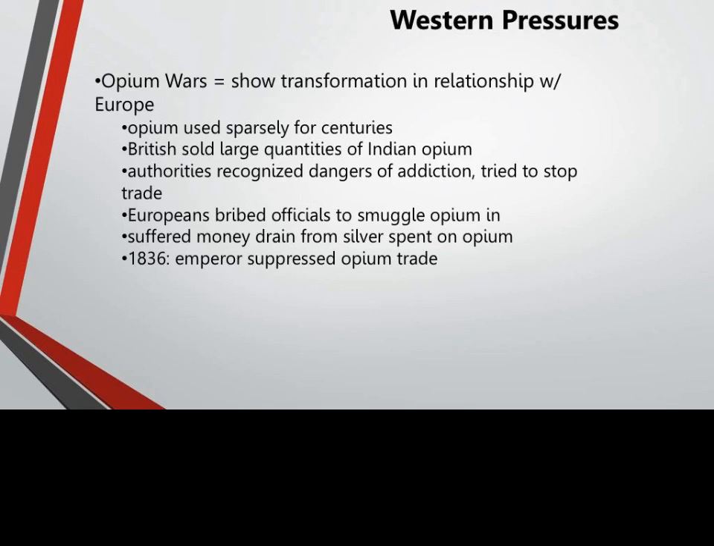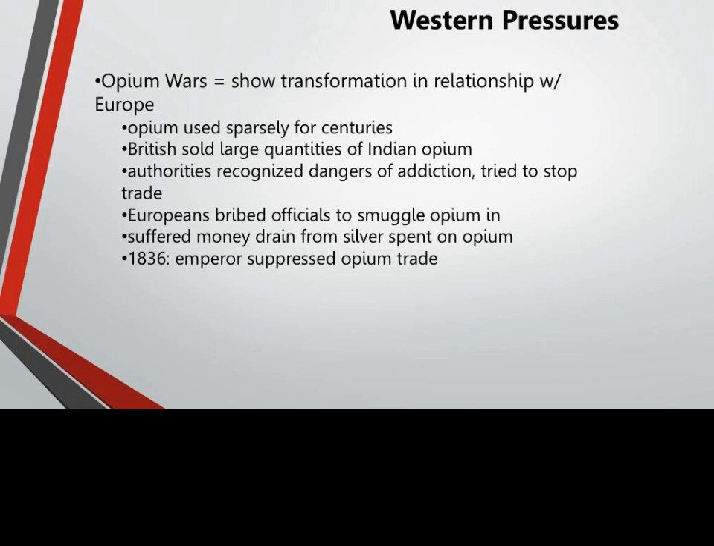Opium had been used actually on a small scale in China for centuries, but the British began to sell it in large quantities, and they used Indian opium and sold that in China. Now, the Chinese authorities recognized the dangers of opium addiction, and they actually tried to stop the trade, but didn't try really hard. And the European merchants were able to bribe officials to smuggle that opium in. And so China suffered a specie or money drain from the large quantities of silver that was spent on that opium.